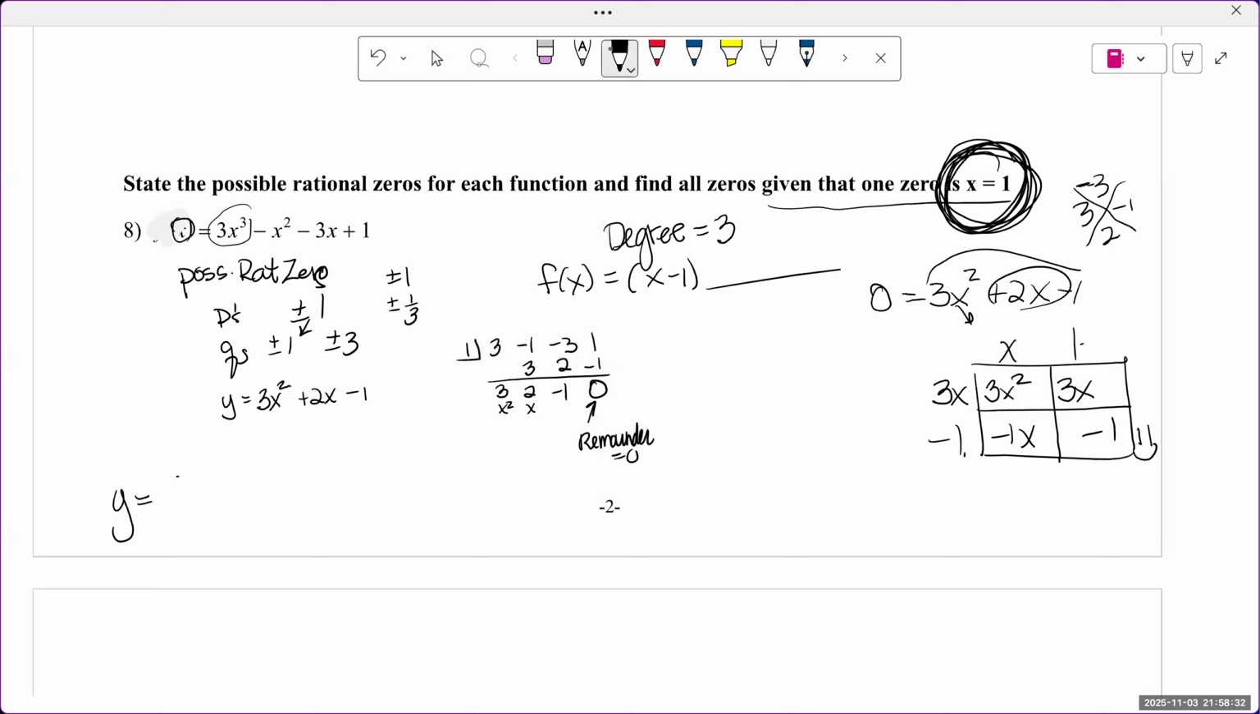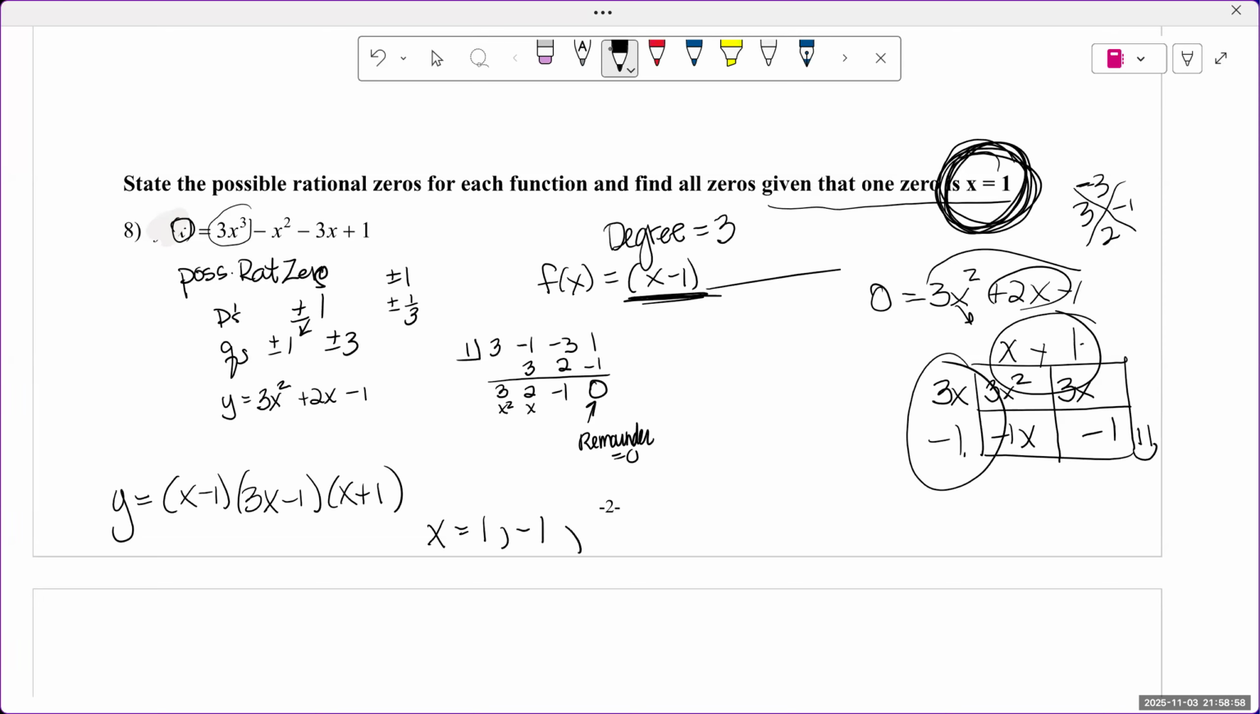So now we have x minus 1, that was given. And then this one is 3x minus 1 and x plus 1. So what are the zeros? We have +1, -1. Let's set this one equal to 0. 3x is equal to 1. Divide, 1/3.